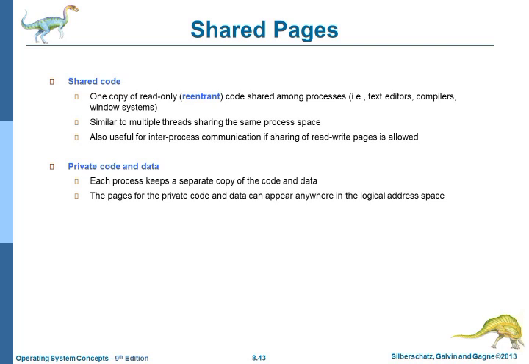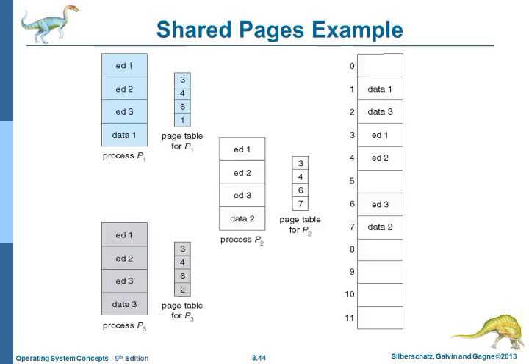This is similar to multiple threads sharing the same process space. It is also useful for inter-process communication if sharing of read-write pages is allowed. Private code and data: each process keeps a separate copy of the code and data. The pages for the private code and data can appear anywhere in the logical address space.